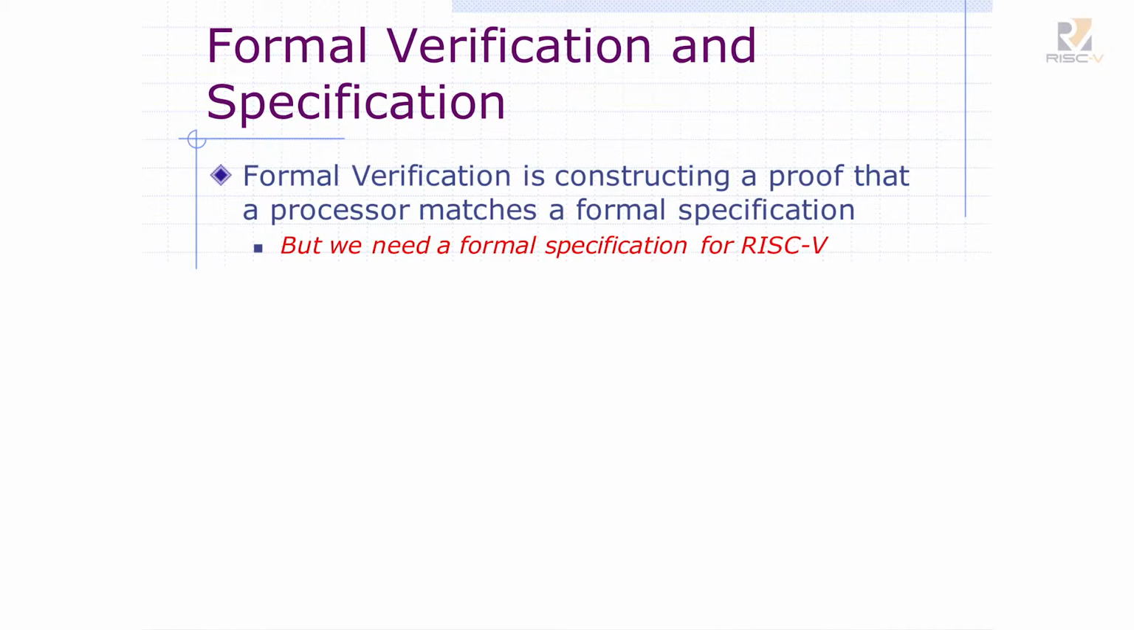So when we say formal verification, we're saying we are going to be constructing a proof that our processor matches a formal specification, or a proof that an architectural optimization that we have applied to our processor does not change the correctness of our processor. But this requires a formal specification for RISC-V.